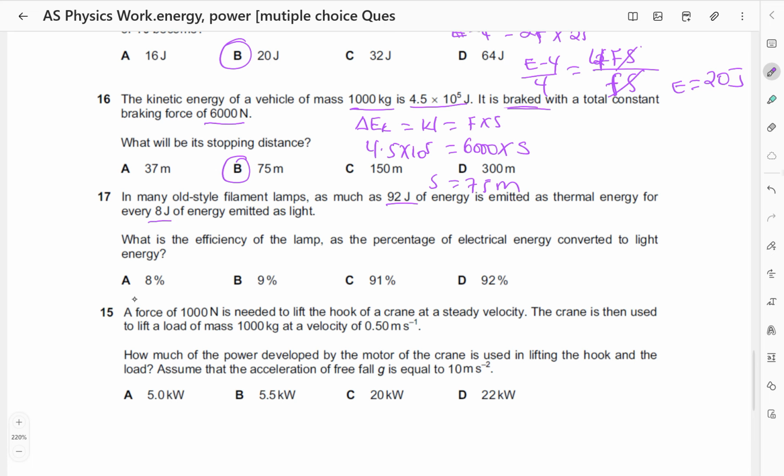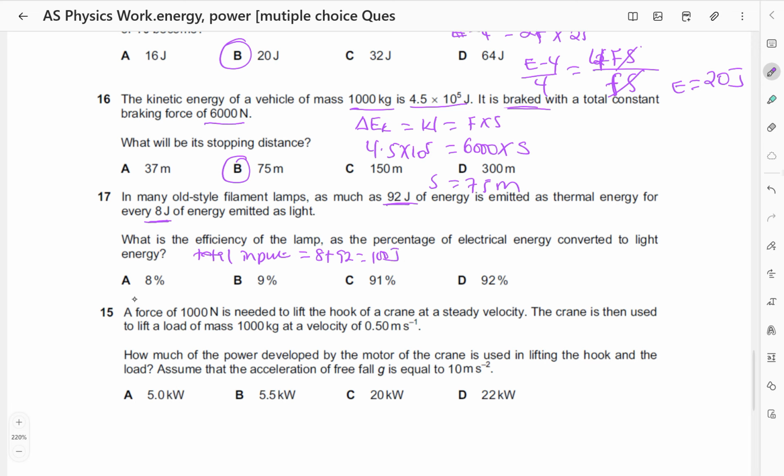So let's find the total input energy. This is going to be as much as 92 joules of energy is emitted as thermal, and 8 joules is emitted as light. So total energy input is going to be 8 plus 92, which is going to be 100 joules.